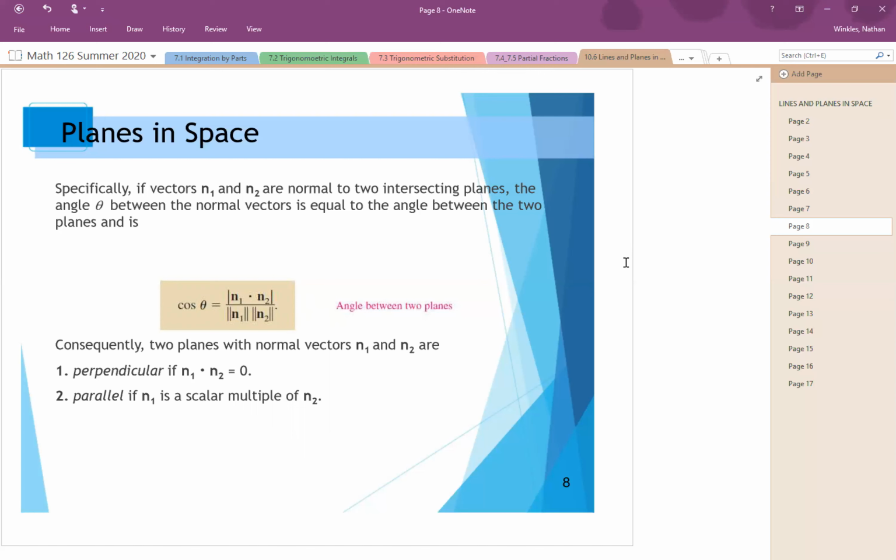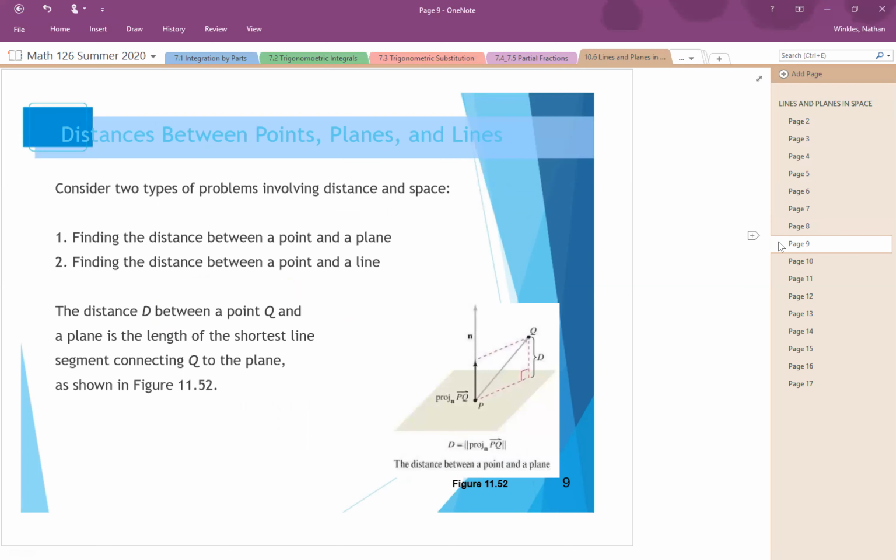Consequently, 2 planes with normal vectors n1 and n2 are perpendicular if n1 dot n2 is 0, and they are parallel if n1 is a scalar multiple of n2. So we have 2 different things to consider here. Now, considering 2 types of problems involving distance in space: finding the distance between a point and a plane, and finding the distance between a point and a line.